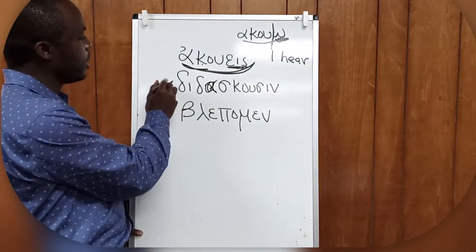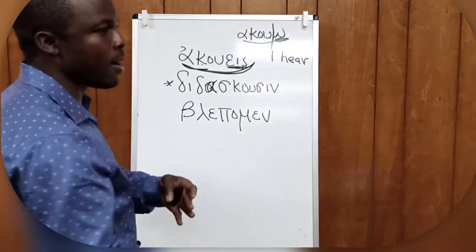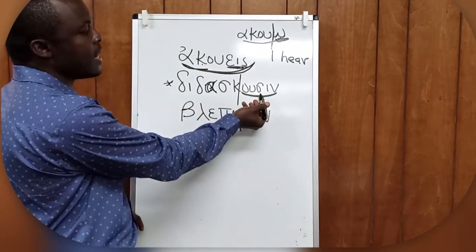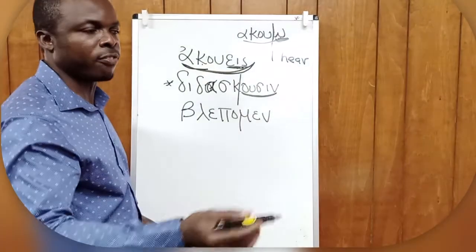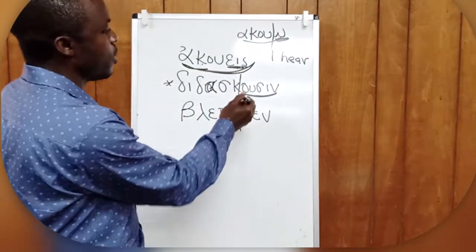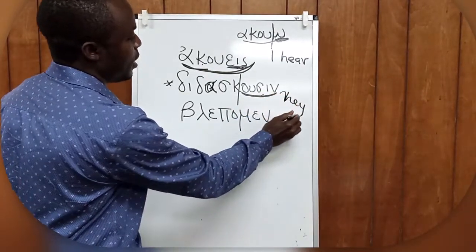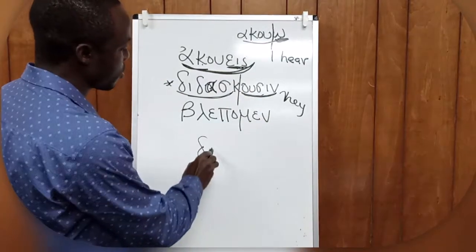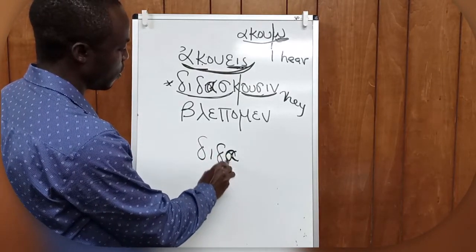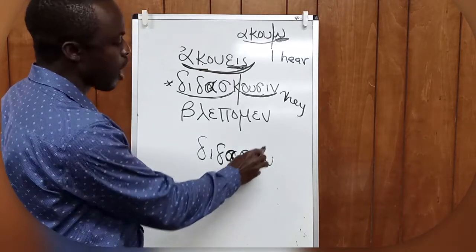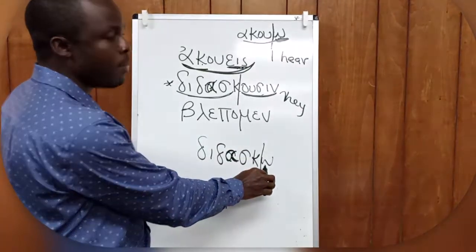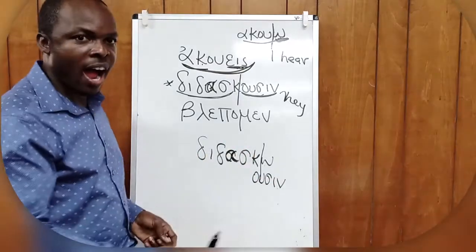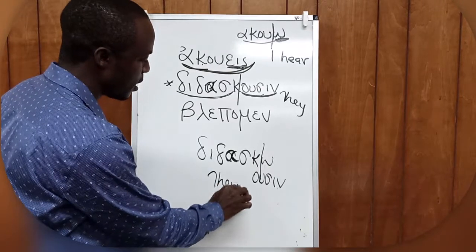The second word is didaskousin. The same pattern is applicable. This is the ending and this is the stem. From the list of endings of the present active indicative verb I gave you, you will agree with me that this ending represents they. Since didaskousin is from the Greek word didasko, and didasko means I teach, when you remove the omega, which is I, and you place ousin, which is they, you now have the word they teach.